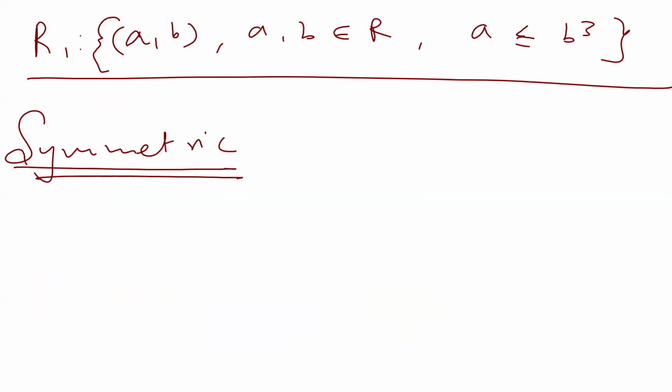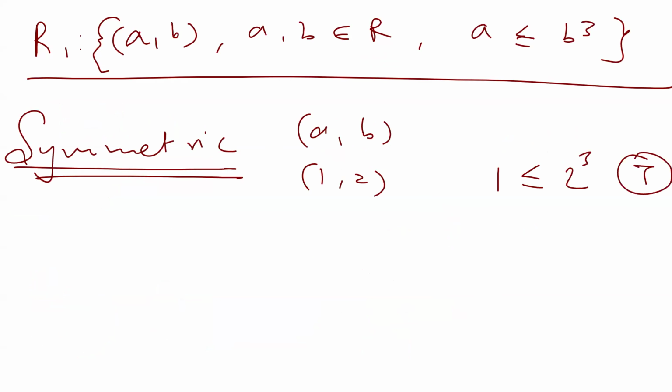Okay. Let's take A comma B as 1 comma 2. Now the relation is 1 is less than or equal to 2 cube. This is true. The first statement has to be true, but then for the reverse we need to check whether it is true or not. So A is 1, B is 2, 1 is less than or equal to 2 cube, that is true.